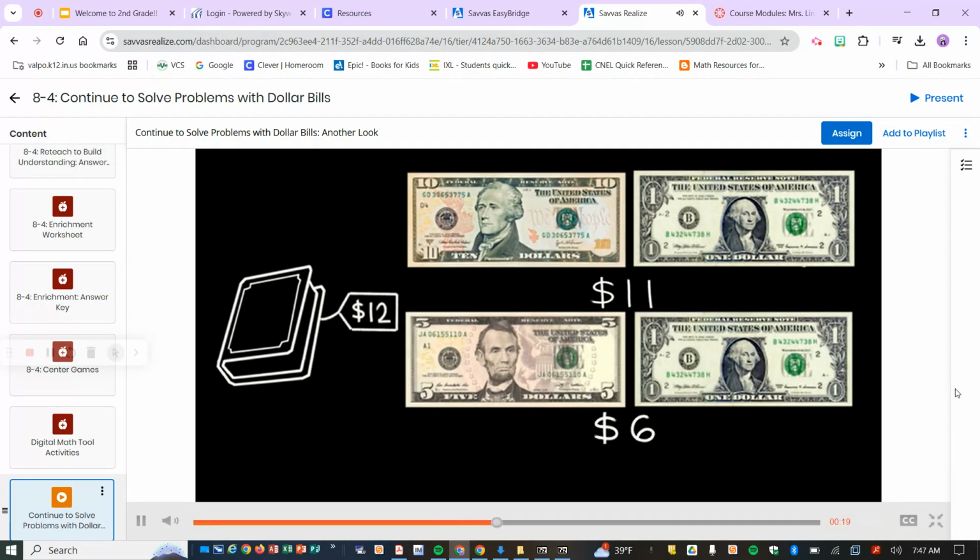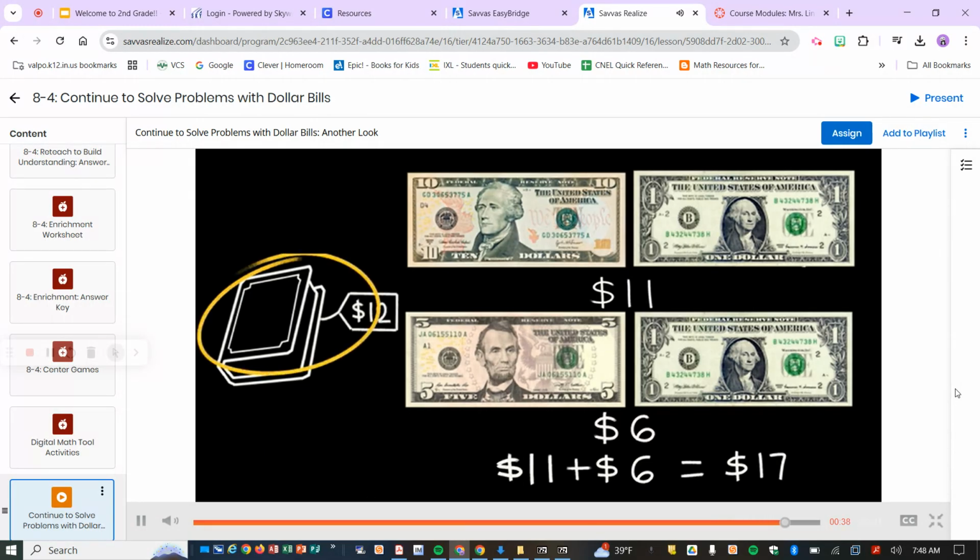Valerie has $6. To find out if we have enough to buy the book, we need to add our money. $11 plus $6 equals $17. Great! $17 is more than enough money to buy a $12 book. That means we can go to the store and buy it. See you later!